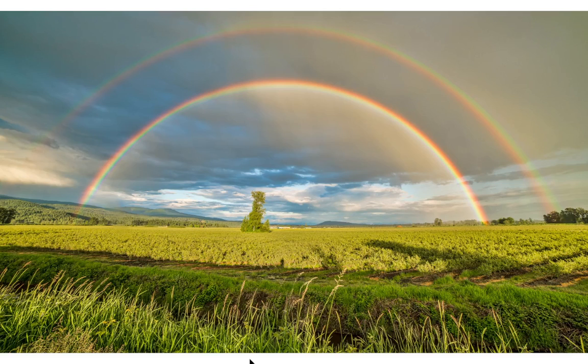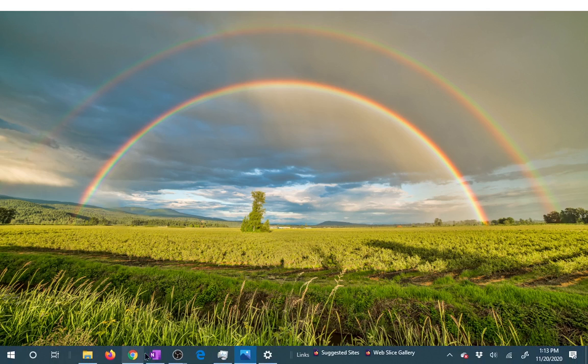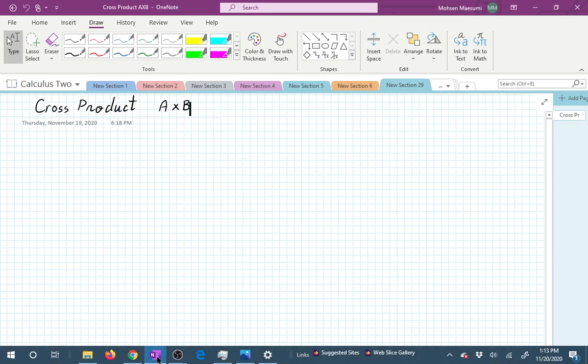Today we are going to talk about the cross product. So if we have two vectors, we talked about the dot product last time. Now we are going to talk about the cross product. Cross product is something that is mainly used in physics and engineering.